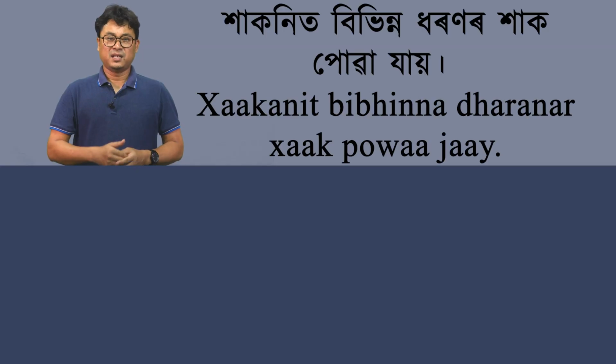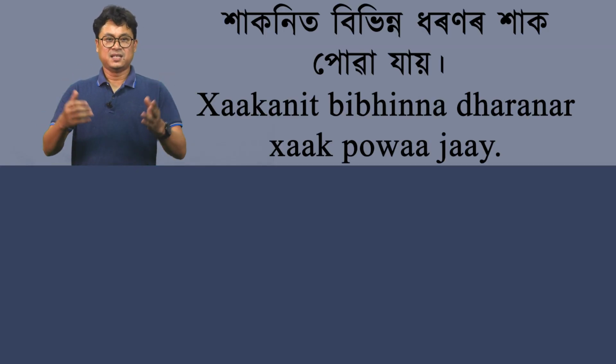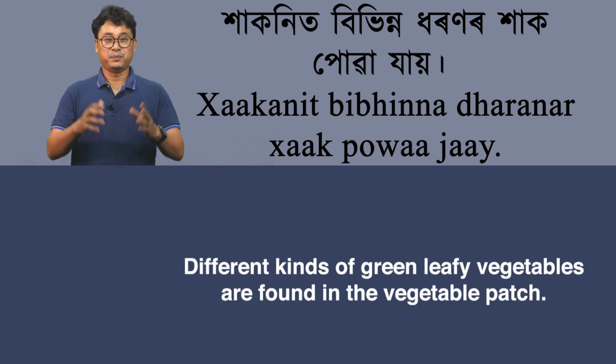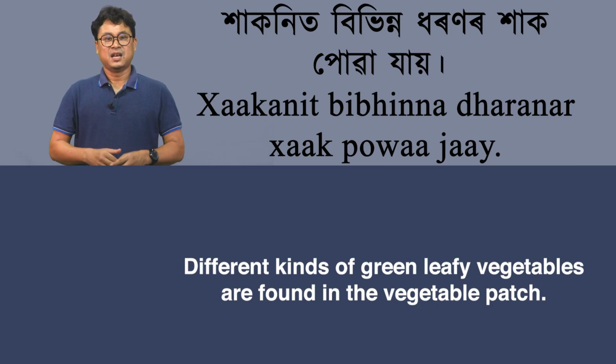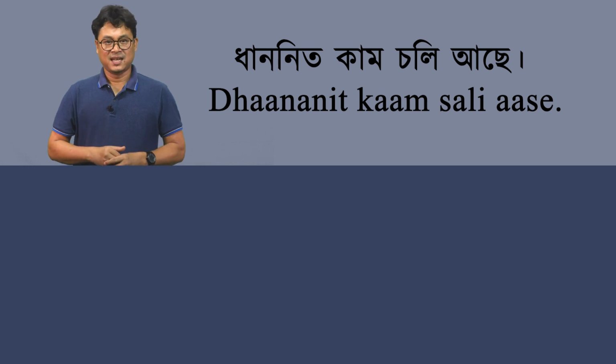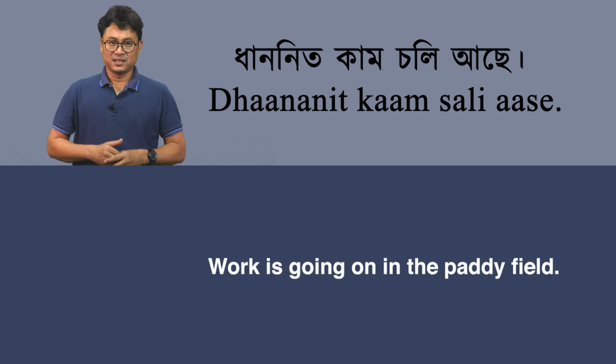We can frame a couple of sentences using a couple of derived words. For example, Hakonit bibhinno dhoroner hak poa jay. That means different kinds of green leafy vegetables are found in the vegetable patch. And dhanonit kam choli ase, which means work is going on in the paddy field.